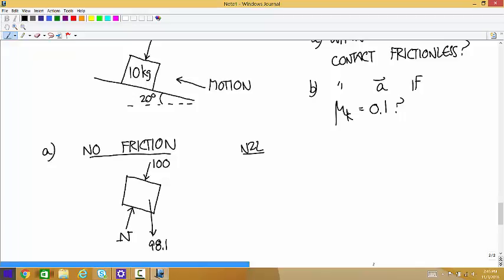So Newton's second law says, well, I didn't draw the coordinate system. The coordinate system is going to look like this. The y-axis out of the surface. The x-axis down the ramp. So that 100 Newton force is in the negative y direction. So 0, negative 100. The normal force is 0, N.